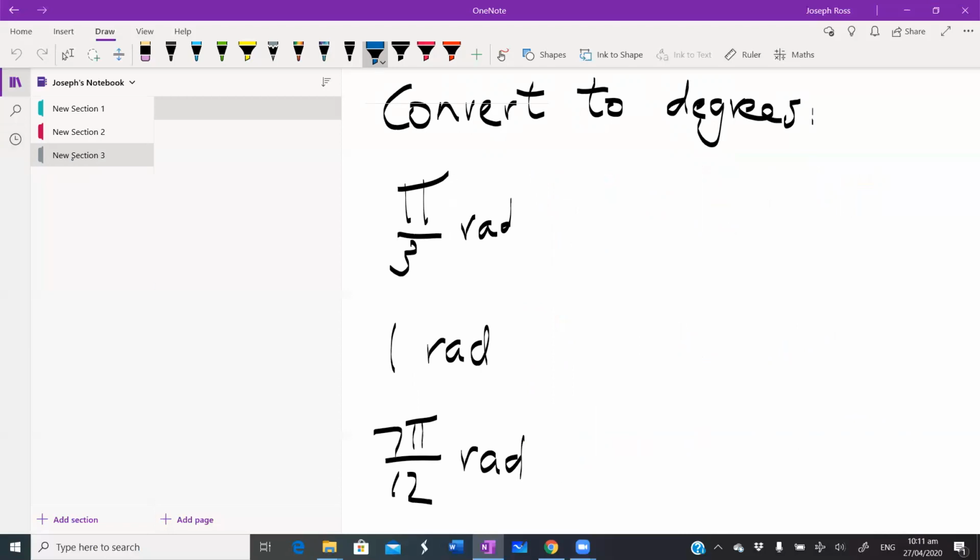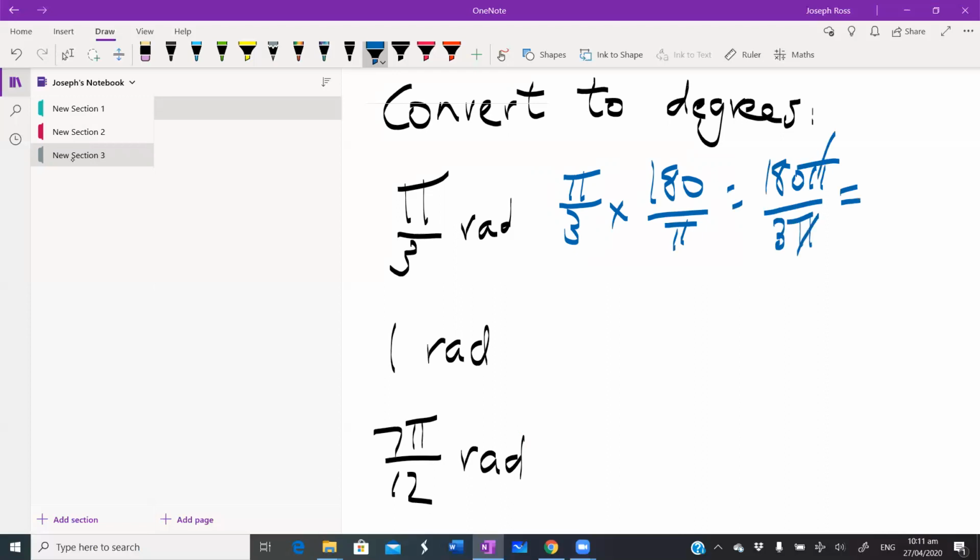Now, if we're doing some conversions the other way, so converting from radians into degrees, we need to multiply by 180 over pi, rather than by pi over 180. So here we've got pi over 3 in radians, and we multiply that by 180 over pi, which gives you 180 pi over 3 pi. Pi's cancel to leave you 180 over 3, which is 60 degrees.